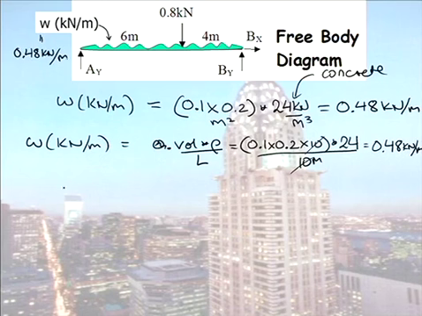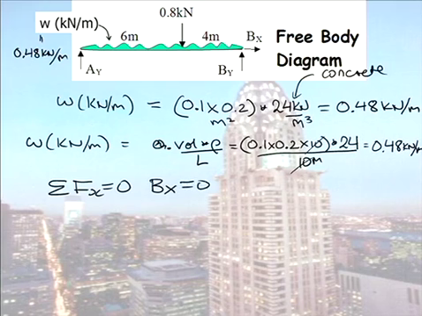So, let's work out our 3 equations now. All the forces in the x direction equal 0, based on our free body diagram. In the x direction, all we have is a Bx force, and as that's the only force, once again it must equal 0.